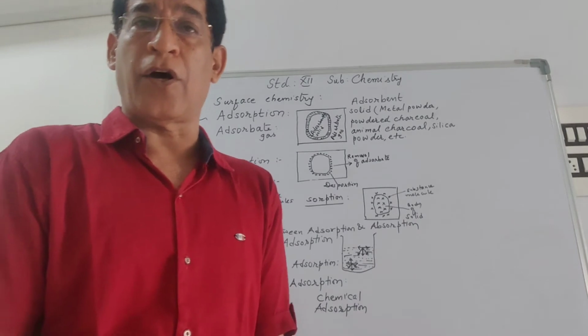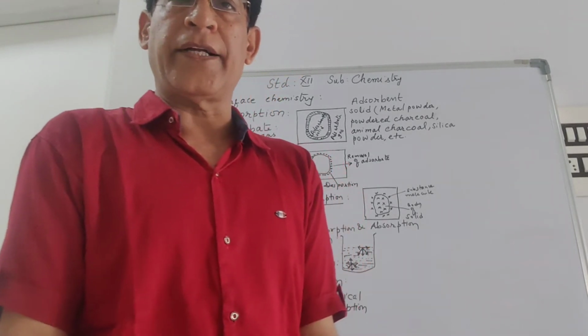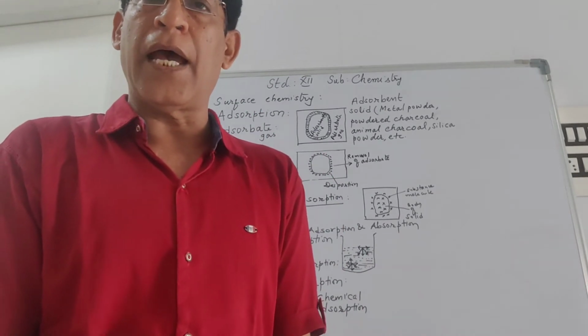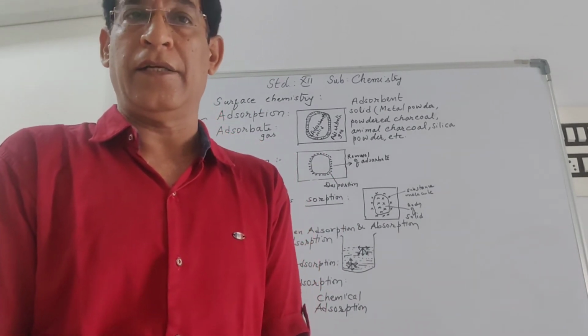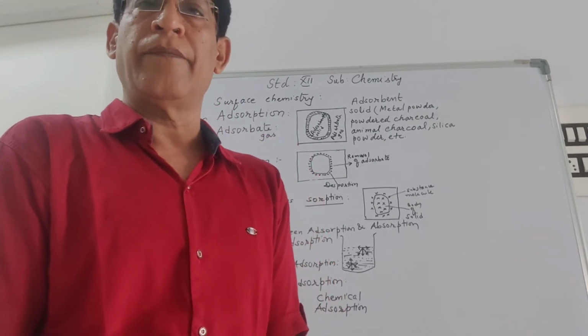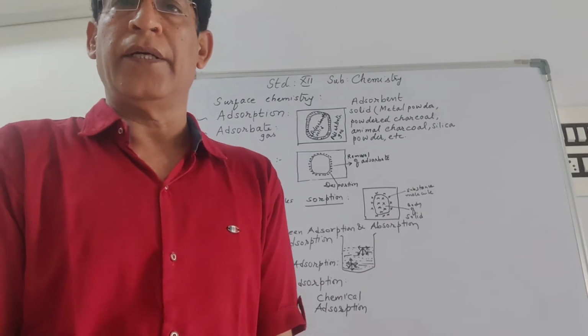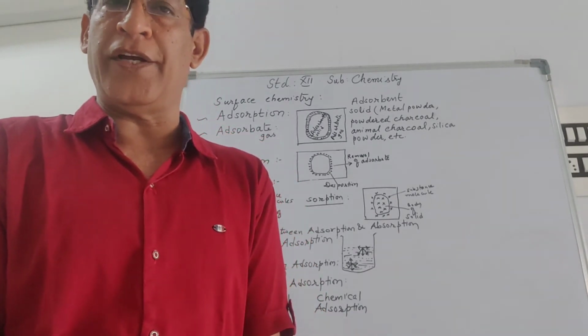Now examples of absorption. Water vapors are absorbed by anhydrous silica gel. And second, ammonia is absorbed in water forming NH4OH.